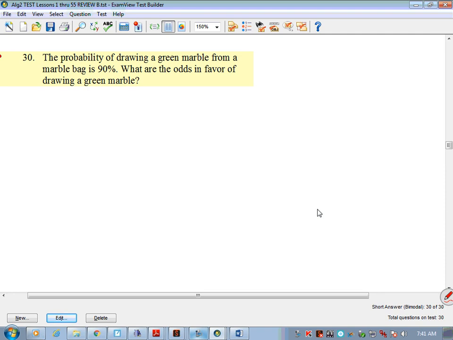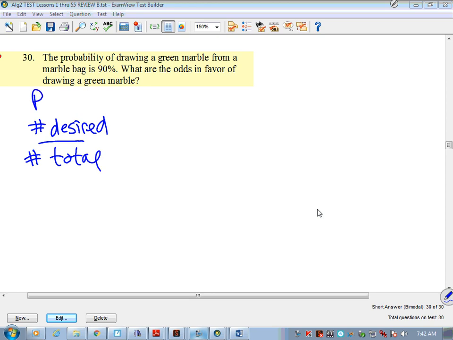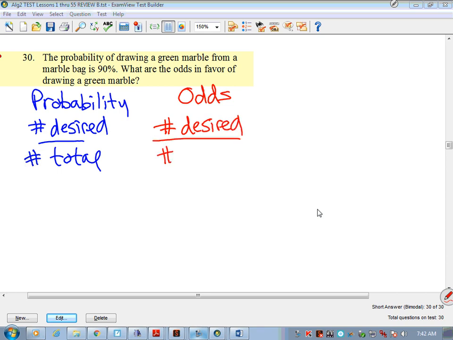The probability of drawing a green marble from a marble bag is 90%. What are the odds in favor of drawing a green marble? So this comes down to understanding the difference between probability, which is number desired over number total, and understanding odds. Odds are number desired over number of undesired or unfavorable.